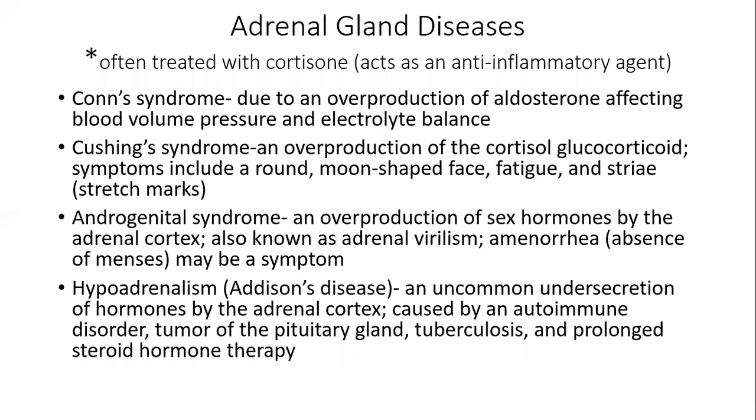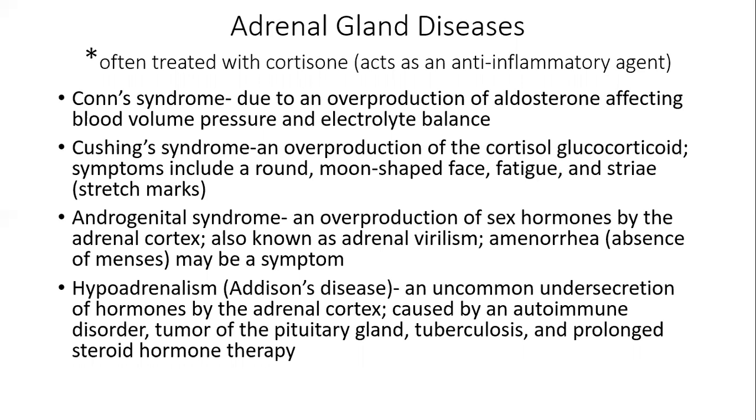Adrenal gland diseases. These diseases are often treated with cortisone, which acts as an anti-inflammatory agent. Conn syndrome is due to an overproduction of aldosterone, affecting blood volume pressure and electrolyte imbalance. Cushing's syndrome is an overproduction of the cortisol glucocorticoid. Symptoms include a round moon-shaped face, fatigue, and striae, which are stretch marks.